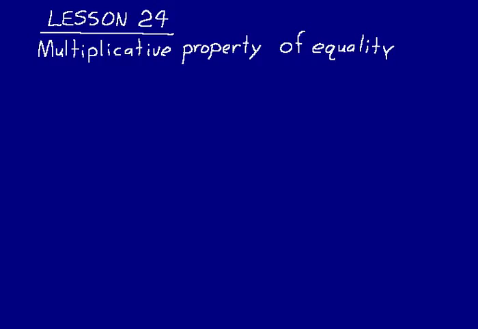Lesson 24 is about the multiplicative property of equality. In Lesson 23 we learned about the additive property of equality, where we can add the same number to both sides of an equation, and that does not change the value or the solution to the equation. It just changes the way it looks.